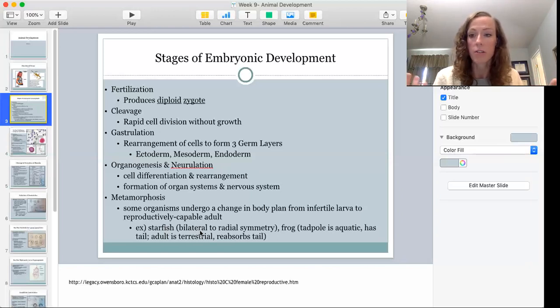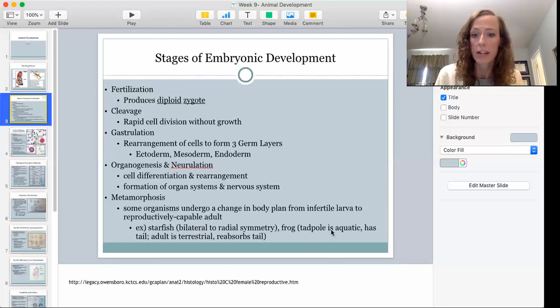Typically, this, as an adult, is an example of radial symmetry, where you have those often 5 arms that come out from the center. And so that's an example of radial symmetry, but as a larval form, the starfish actually has bilateral symmetry. So that's a metamorphosis that the sea star goes through during this period of development for it.